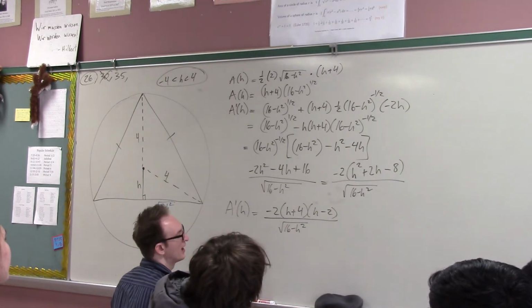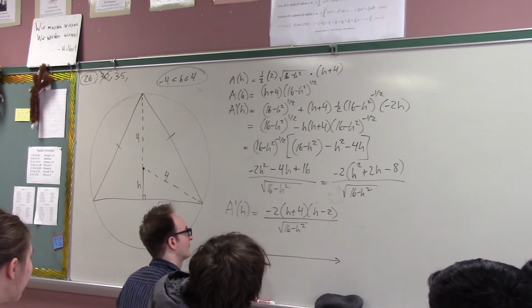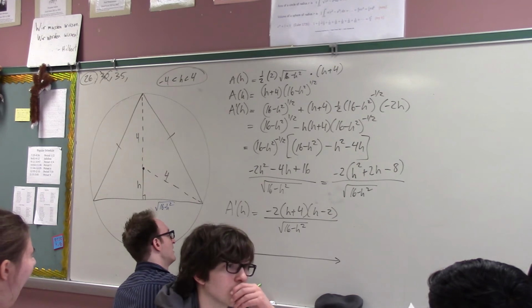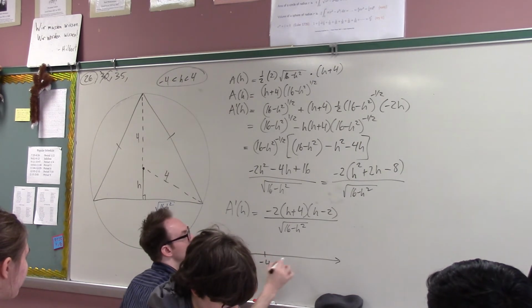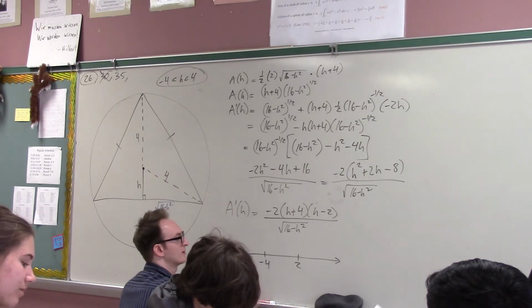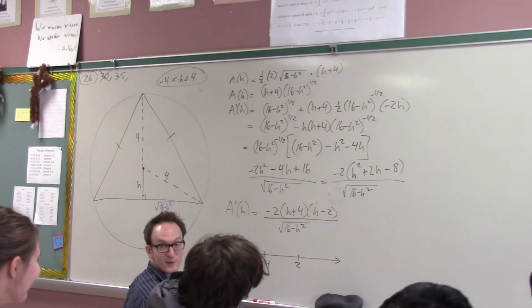But when I do so, I'm going to draw the number line from negative infinity to infinity, even though I know that the function's only defined from negative 4 to 4, just because it helps me do my algebraic analysis to put all the numbers in. So don't freak out, or you could freak out if you want.